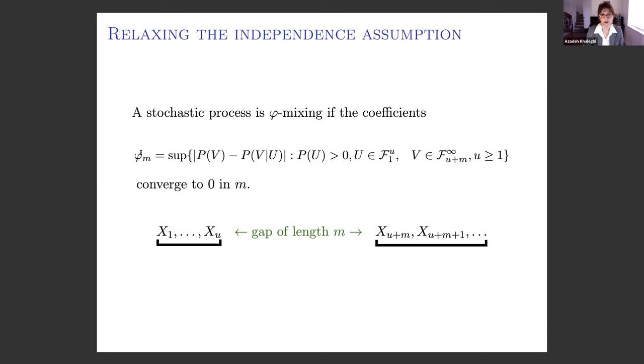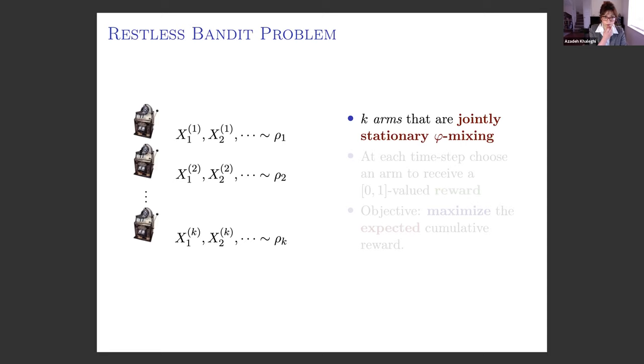This is the process that we're going to use to model the bandit problem. So what is the new bandit problem that we're talking about today? It's the same as before, so we still have k arms.